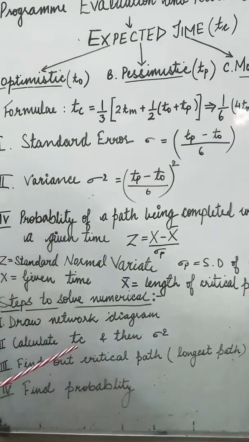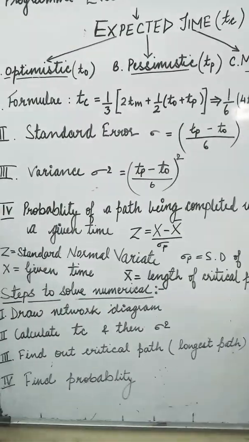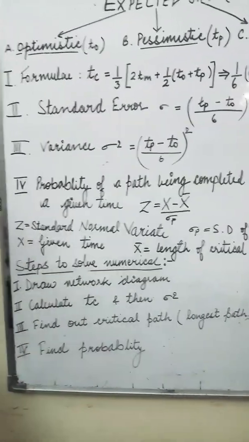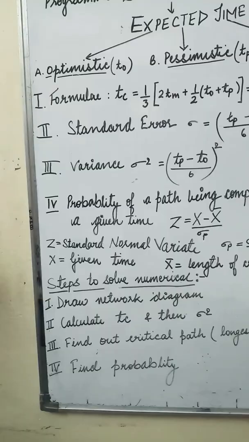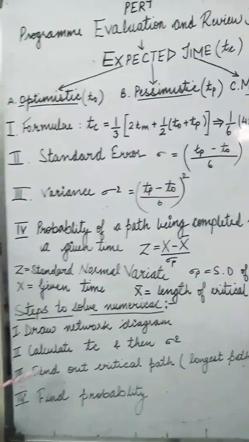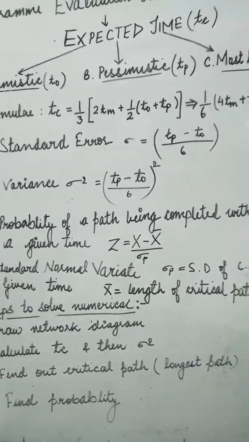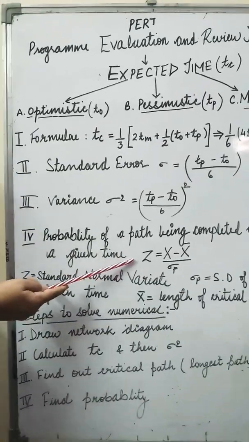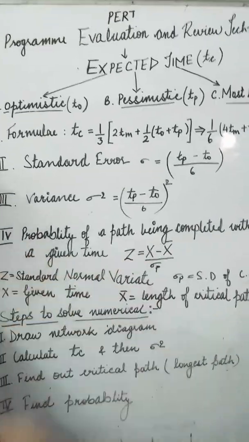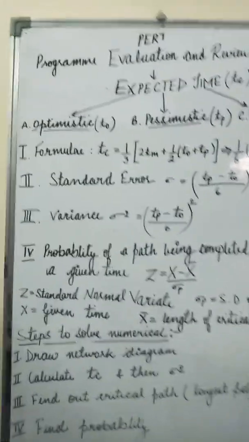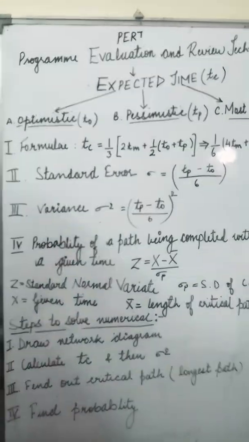After calculating TC and variance, you have to find out the critical path. As I told you previously, what is critical path? Critical path is the longest path. Fine. After finding out the critical path, you have to find out the probability. Probability by this formula, Z is equal to (X minus X bar) divided by the standard deviation of the critical path. In this way, you can solve the problem.